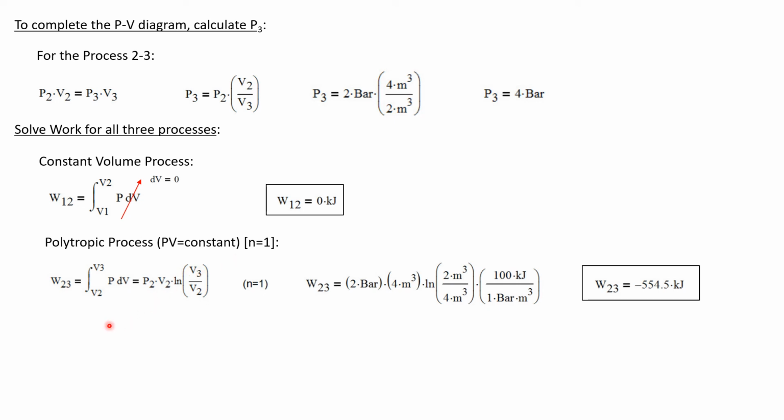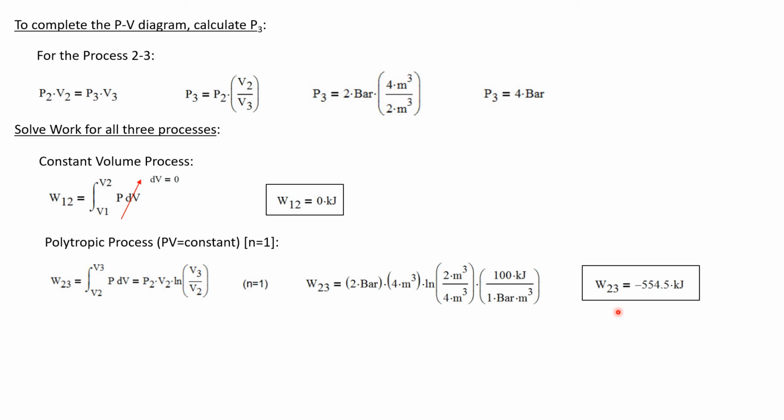Now, for the polytropic process, we have already integrated P dV for a polytropic process where n equals 1. And you will recall that we got that it was P2V2, in this case at least, times the natural log of V3 over V2. Well, we have these values. We know P2 is 2 bar and V2 is 4 cubic meters. And we have V3 and V2. And we'll use our unit conversion factor of 1 bar cubic meter is equivalent to 100 kilojoules. And so we see that the work of process 2-3 is minus 554.5 kilojoules.